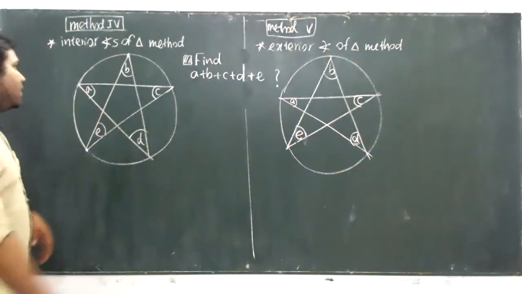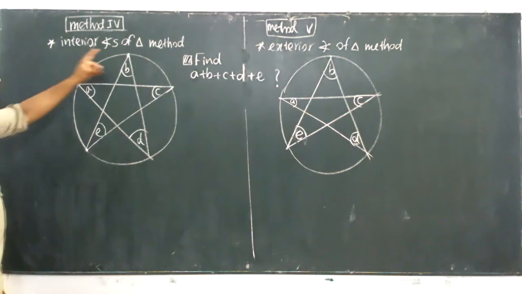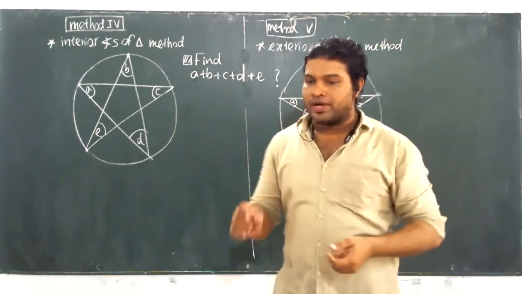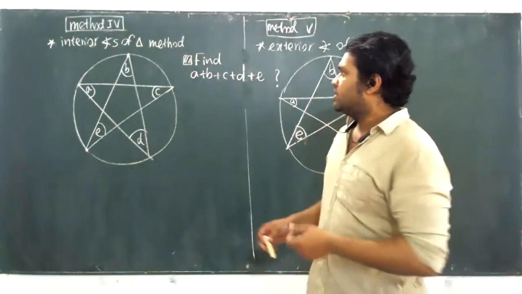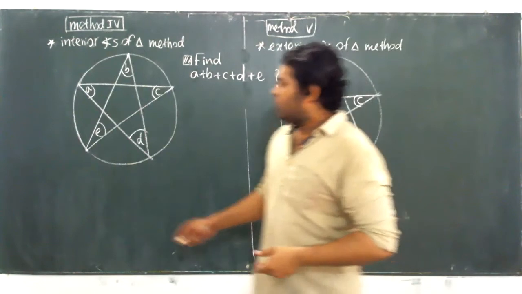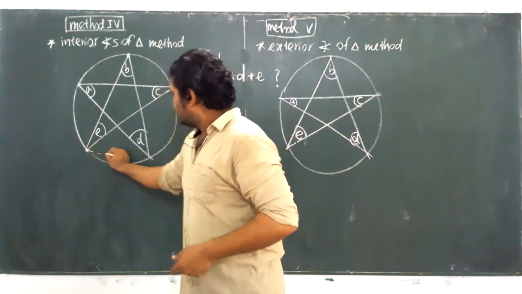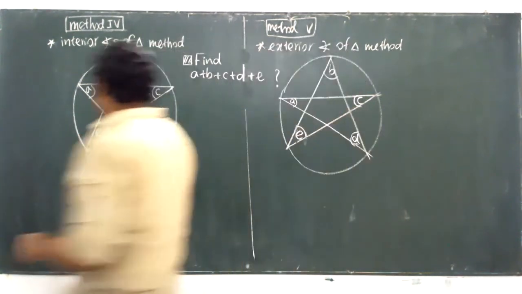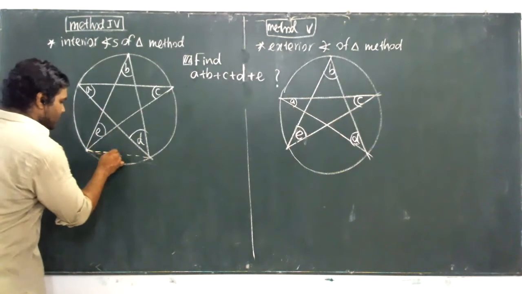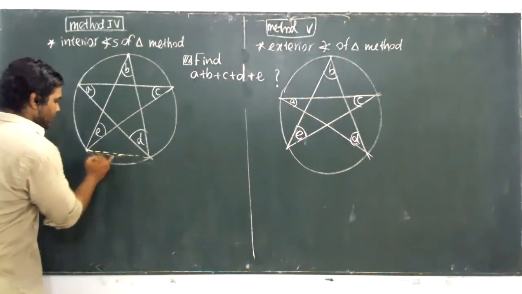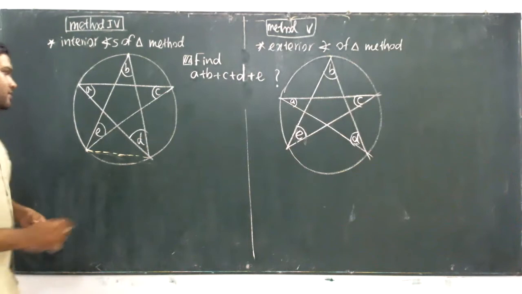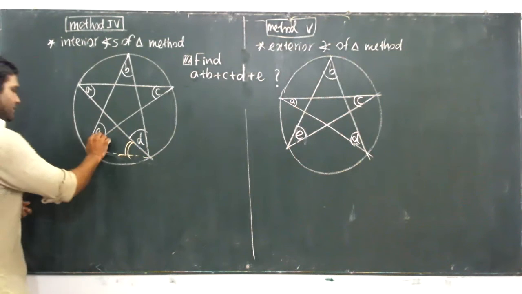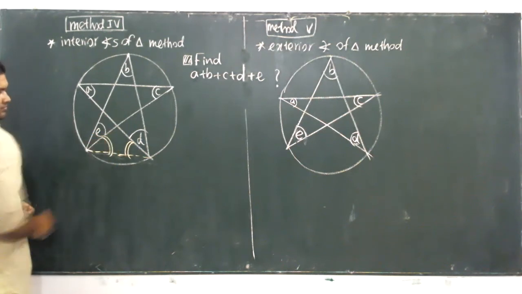Method 4, we will see the interior angles of a triangle method. This time we are going to study the sum of the interior angles of a triangle. Therefore, we are going to just complete only one triangle. If you complete this kind of triangle, right? Then can we find all the interior angles? I think this is the one and only way. Can we find, right?